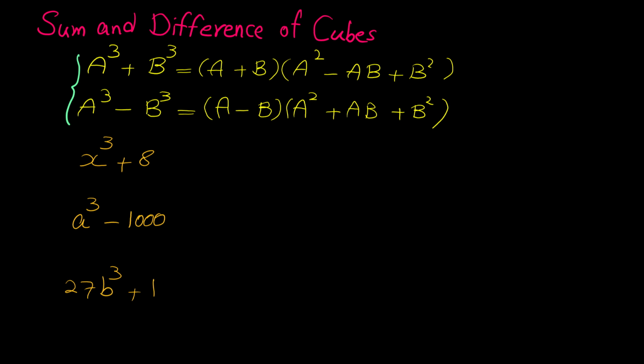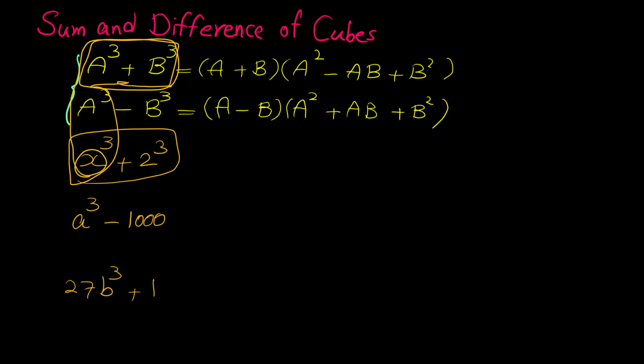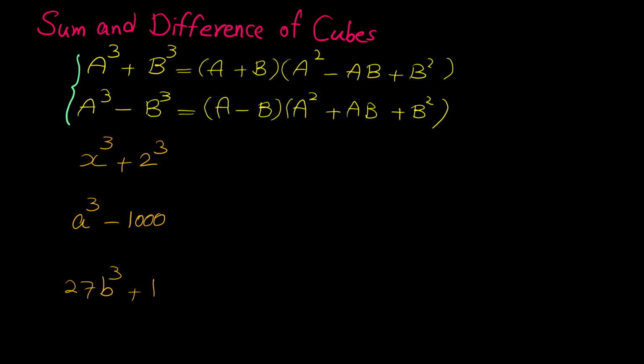The first example here is x to the 3 plus 8. 8 is 2 to the 3, a perfect cube number. So I erase 8 and I replace it with 2 to the 3. Then this exactly is in the form of a to the 3 plus b to the 3. a is x, b is 2. So we can use the identity to factor x to the 3 plus 2 to the 3.